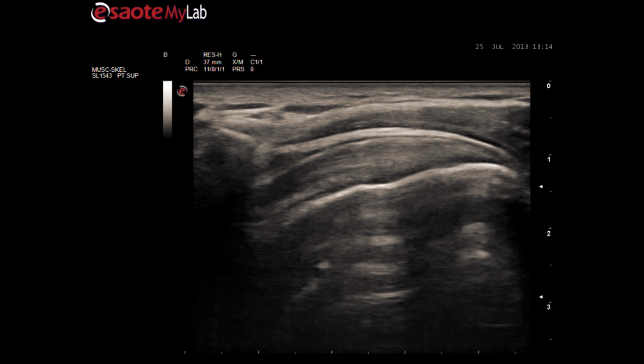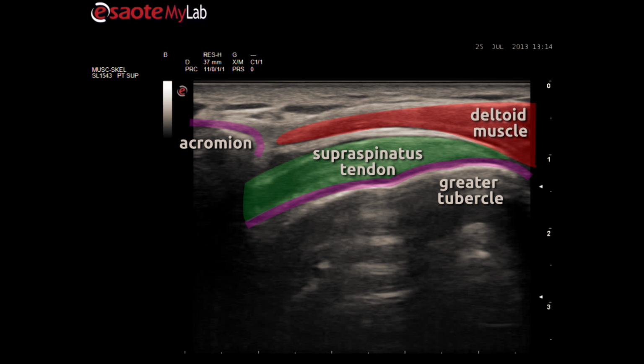The lower one is the humeral bone, to be precise the greater tubercle on the right and the humeral head on the left side. The upper white line is the bursal sheet of the subacromial bursa. Between the two white lines, we can see the supraspinatus tendon attaching to the greater tubercle on the right. Let's have a closer look on this supraspinatus insertion.